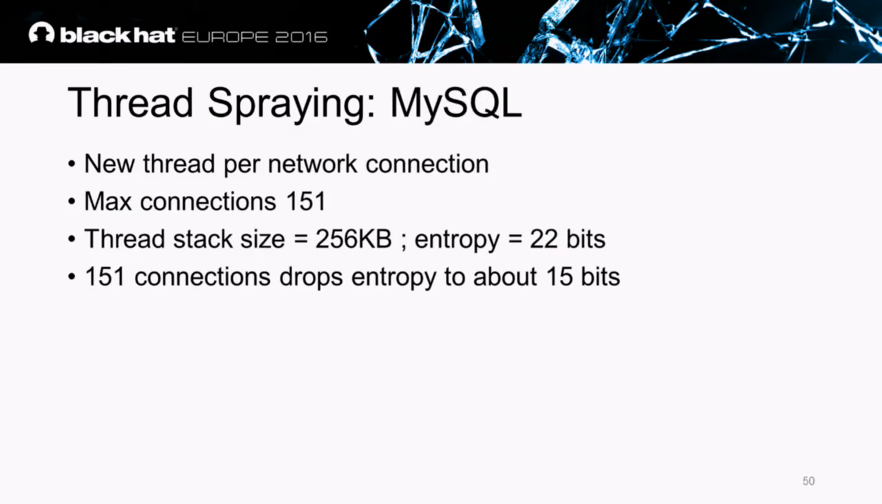In MySQL, a new thread is being started with every network connection. And the number of connections is 151 in the default configuration. The thread stack size is 256 kilobytes, which has an entropy of 22 bits.